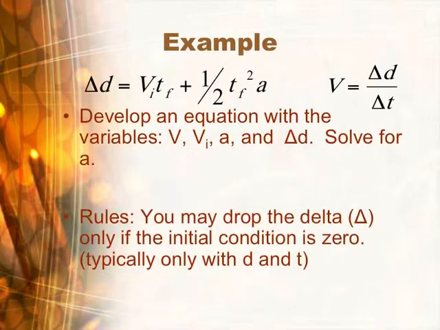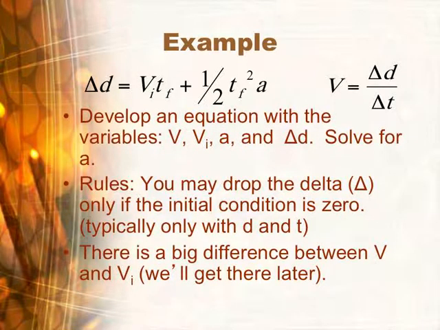Next tip. Anytime you're looking at equations with velocity, there is a big difference between velocity without anything and velocity with something. If I have a subscript on velocity, it's not like v and vi are going to cancel. That's never going to happen. Now delta t can cancel with tf, right? Because that's the same thing, same difference. But v and vi are not going to cancel.